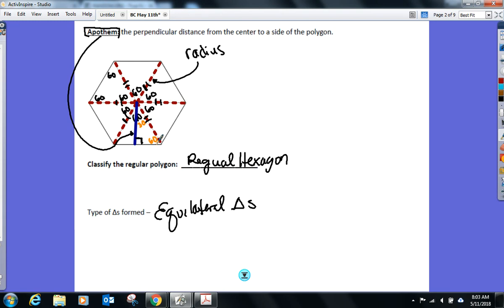So can anybody come up with a way to find the area of this hexagon? If I gave you some values, could you find the area of that hexagon, even though you have no idea what the formula for a hexagon is? Is there a way you could come up with the area for that entire hexagon? What's up, Katie?